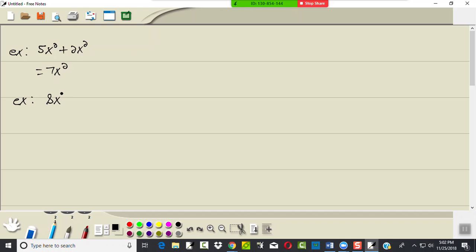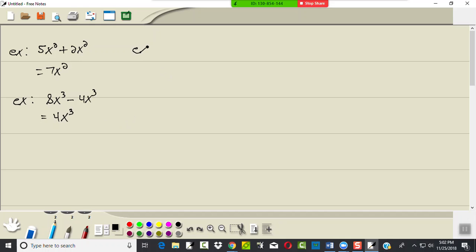If I had 8x to the third minus 4x to the third, subtraction is the same way. As long as they're like terms, they both have the same variable to the same power, you add or subtract the numbers in front of them. 8 minus 4 is 4, so we've got 4x to the third.